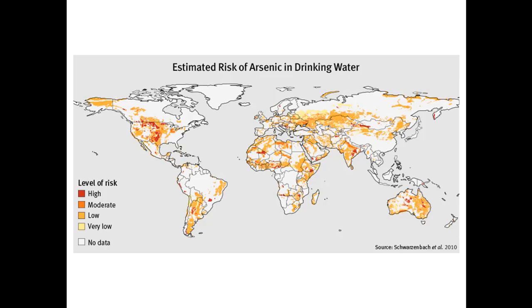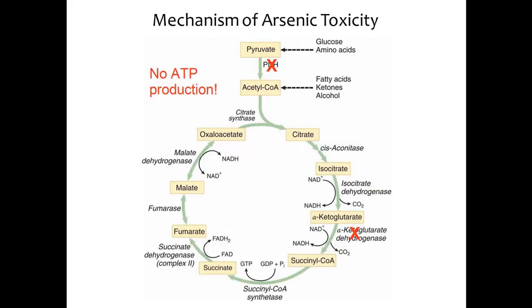You can potentially find out this information from your local environmental protection agency we have here in the U.S., but if you want to find more information about arsenic in the area, contact your local environmental government group. And so how does arsenic toxicity actually occur?